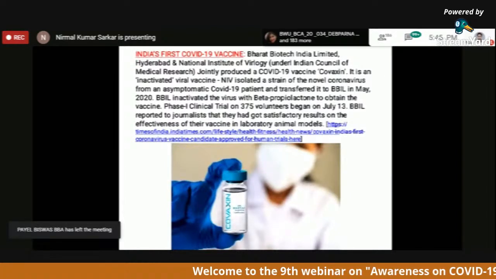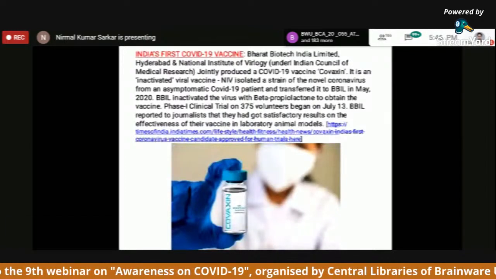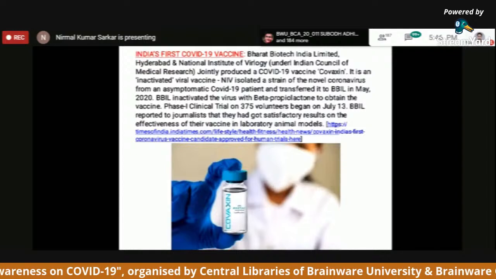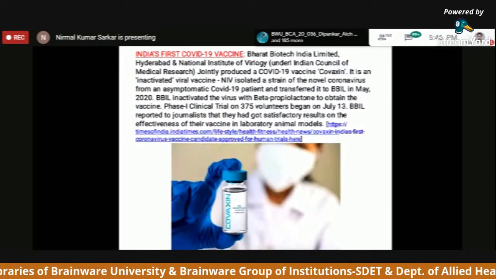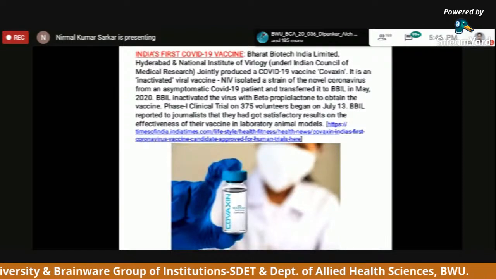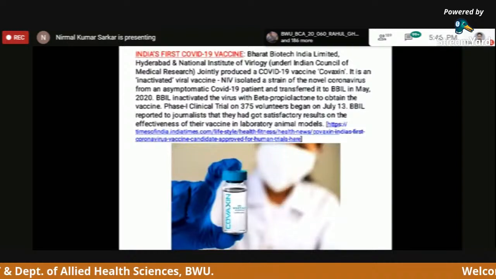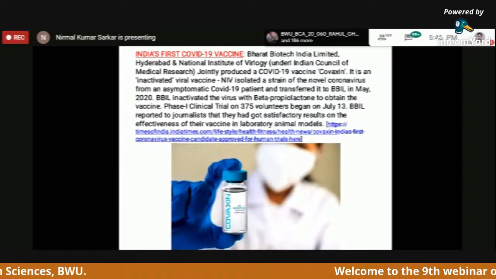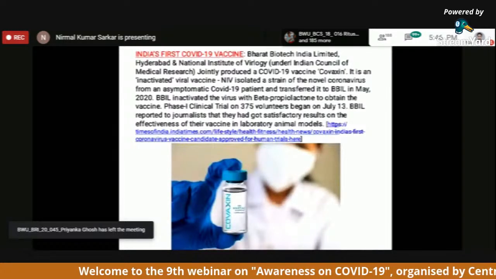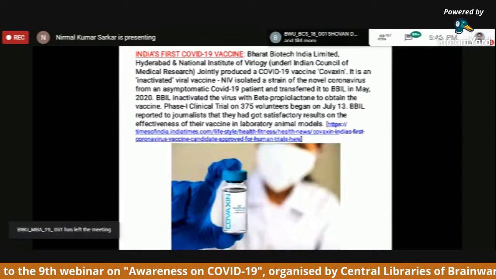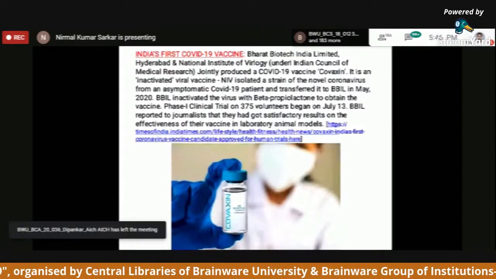Phase 1 clinical trial on a few hundred volunteers began on July 13th. BBIL, Bharat Biotech India Limited, reported to journalists that they had got satisfactory results on the effectiveness of their vaccine in laboratory animal models also. Now, phase 3 clinical trial will begin from coming October, in UP, Punjab, etc. states.